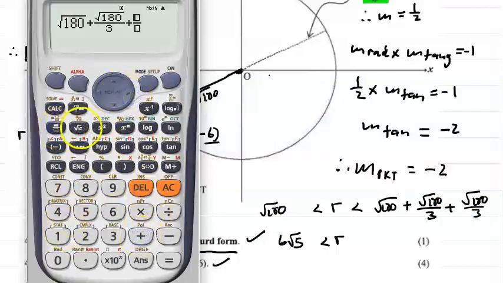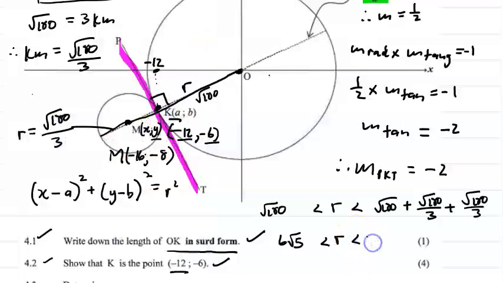Plus square root of 180 over 3 equals 10 root 5. So basically, if we add the radius of the big circle to the diameter of the small circle, then it will cut the circle at 2 points.